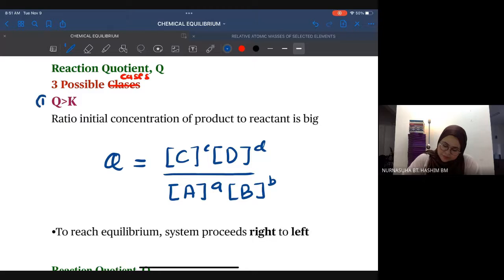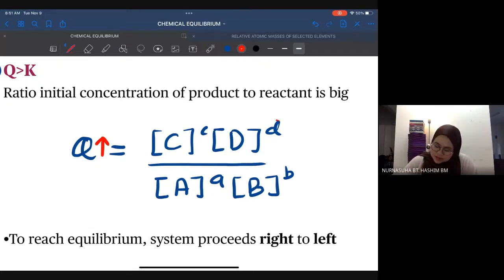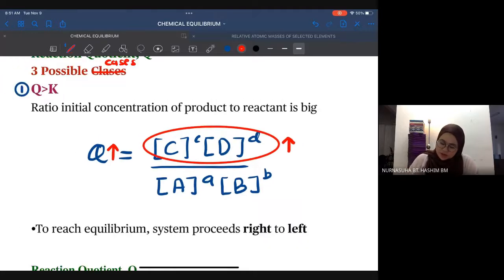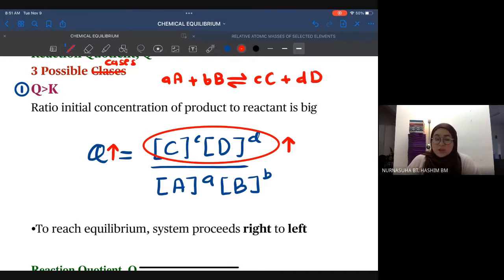Okay, so the first case. If the value of Q greater than K, maksudnya initial concentration of product tu besar. Kenapa nilai Q besar? Disebabkan concentration of product tinggi, so makanya Q tu tinggi. Okay, now, madam tulis dia punya equation first. Kita selalu guna A plus B equilibrium with C and D. C dengan D tu produk, A dengan B adalah reactant. So kalau nilai Q tu tinggi, maksudnya concentration of product tu besar.